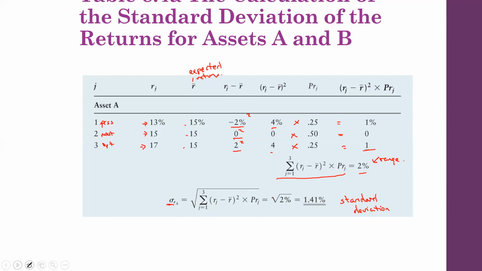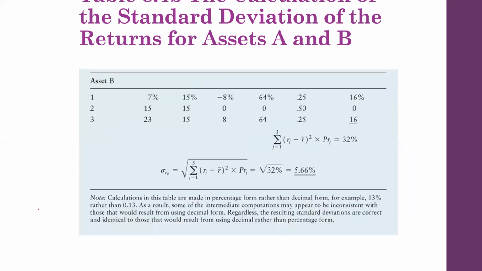Let's look at asset B. For asset B, the expected return again was 15% for each scenario, which is the pessimistic, the most likely, and the optimistic, right? 7, 15, 23. Now these figures were given to us, so we want to find the expected mean, and subtract it from each return. So 7 minus 15 is negative 8. Then we're going to square this. We get 64. We're going to get a range.